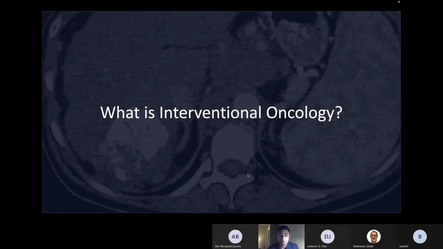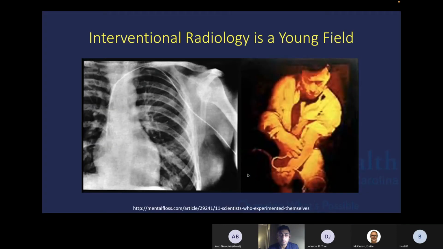So what the heck is interventional oncology, right? Well, it's an offshoot of interventional radiology, which is a relatively young field. So this is Werner Forssmann, who in the 1950s believed that if you catheterized a vein, it would cause spasm of the vein and the patient would die. He did it in animals, but we didn't do it in people. A young surgical resident actually thought that was wrong, so he did a cut down on his own arm. That's a picture of him doing a cut down on his own arm, and he put a catheter in, and this is the x-ray they took of him after he put the catheter in.